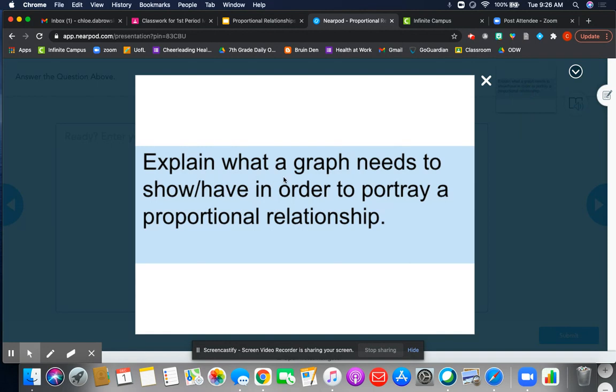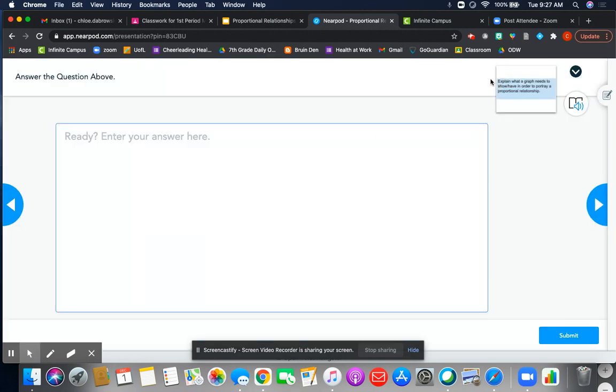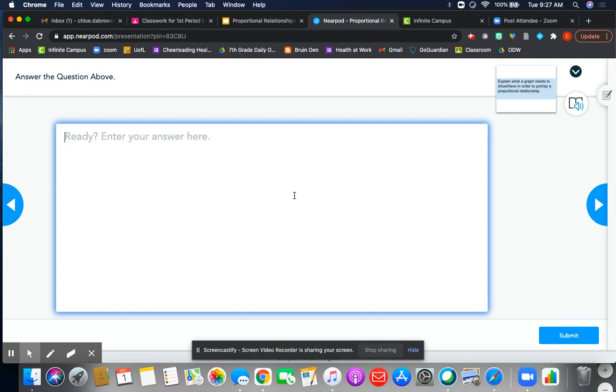All right, open-ended. So explain what a graph needs to have in order to portray a proportional relationship. You could have multiple answers. The first thing is it needs to pass through 0, 0. So if your graph does not, or if you can't extend the line and it would go through 0, 0. Remember we talked about it may not always show it, but if I extend my line, that should be a point it passes through.